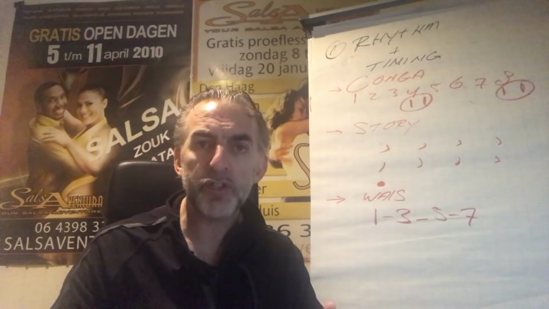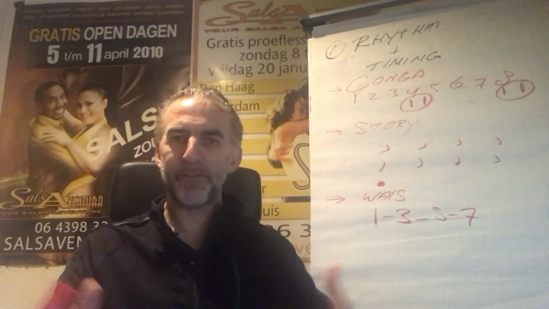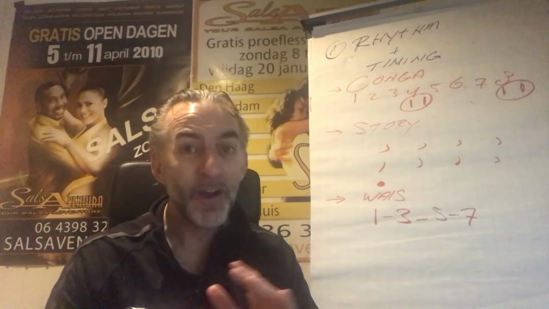I have never seen a kid of 2 years old that would just start going like 1, 2, 3, 4, 5, 6, 7, 8, 1, 2, 3, 4, 5, 6. They don't do that on 2, 4, 6, and 8. Maybe in Puerto Rico, I don't know, or in New York, but I don't think so. It's always on 1, 3, 5, and 7. So then I started thinking, how can I use it to make the translation to salsa? And what I did was this.